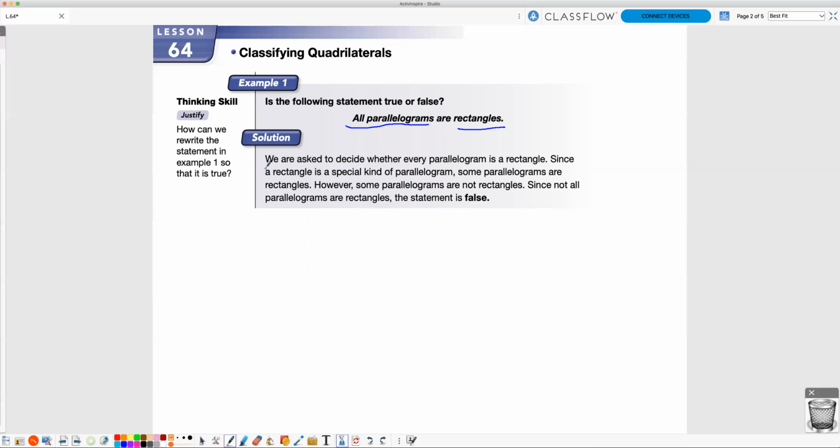We are asked to decide whether every parallelogram is a rectangle. Since a rectangle is a special kind of parallelogram, some parallelograms are rectangles, but some are not. So since not all parallelograms are rectangles, this statement would be false. How can we rewrite the statement in this example so that it's true? We could say that all rectangles are parallelograms. If we switch those two around, then yes, that would be a true statement.